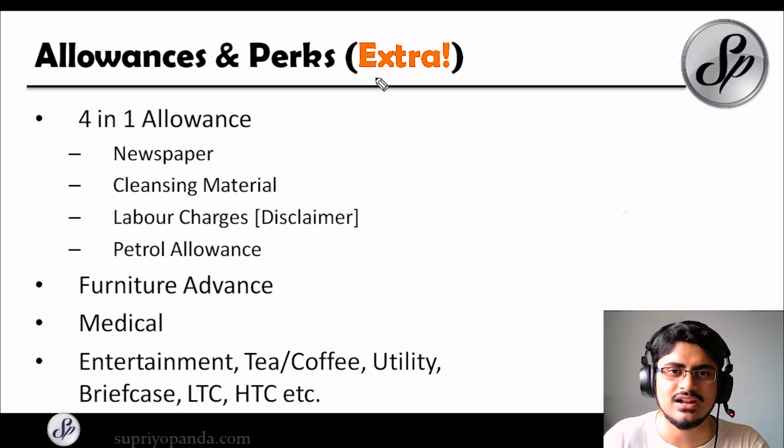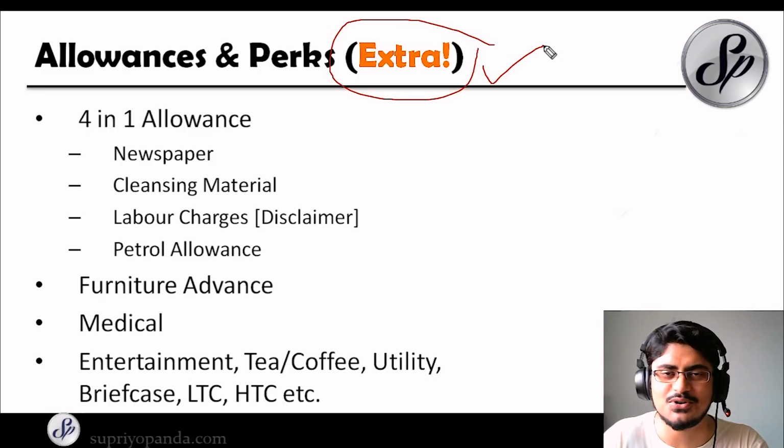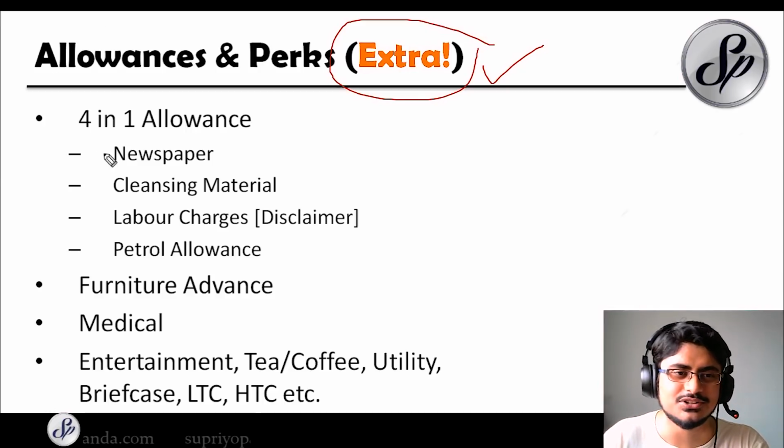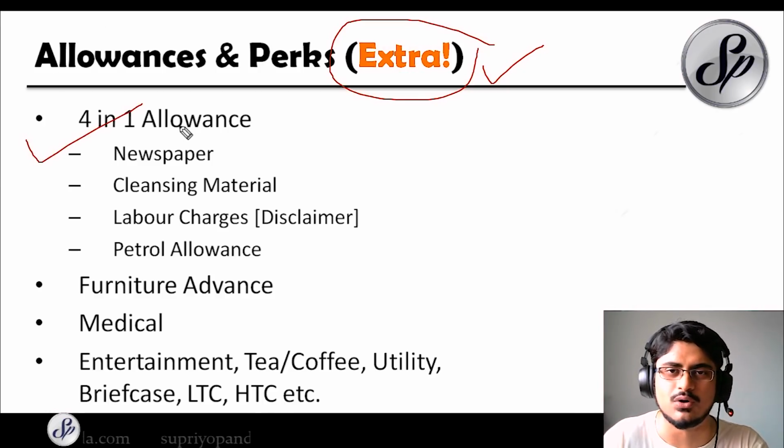These are all the extra things that I was talking about, all the extra things that you can actually get. There are a lot of extra things, so let's go one by one. The first thing we have is the 4-in-1 allowance. So what is the 4-in-1 allowance? There are 4 things: newspaper, cleansing material, labor charges, and petrol allowance.